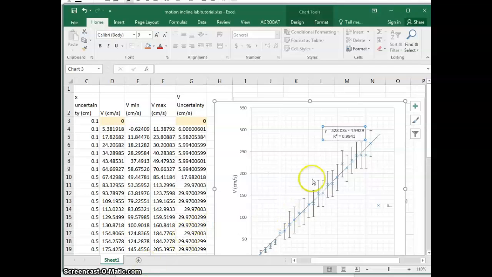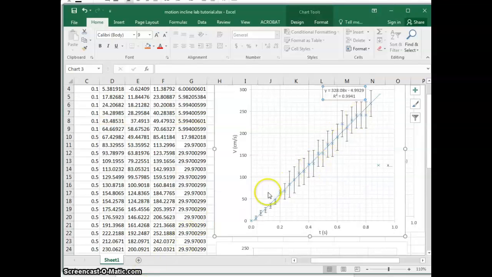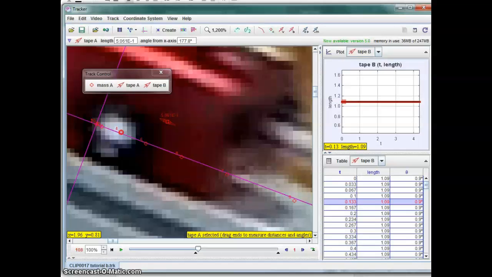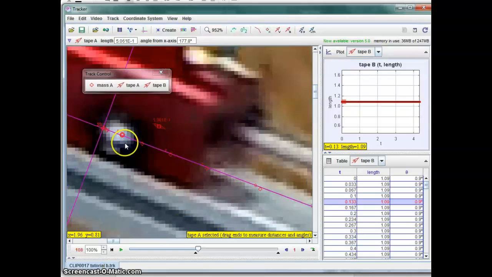Now we have to think about how good this slope is as far as measuring the actual acceleration. To do that, we need to think about how many lines we could draw in between these points if it is constant. Right away, we do have some small error here, and that's because we have 0.1 centimeters. If we look at our video, 0.1 centimeters is actually really, really small.